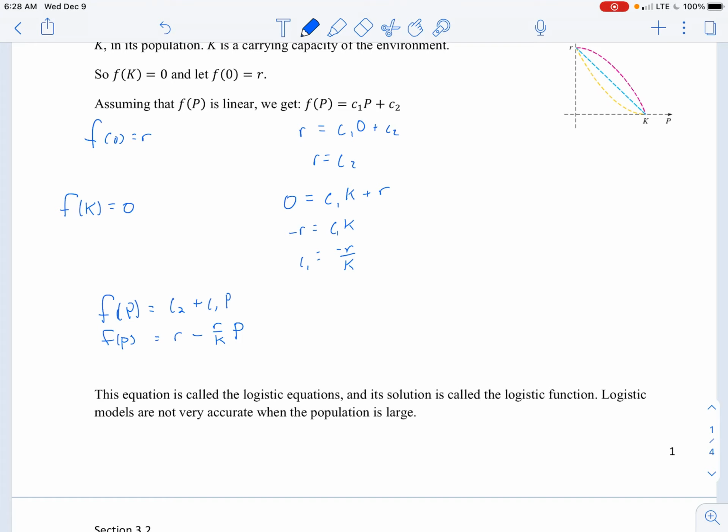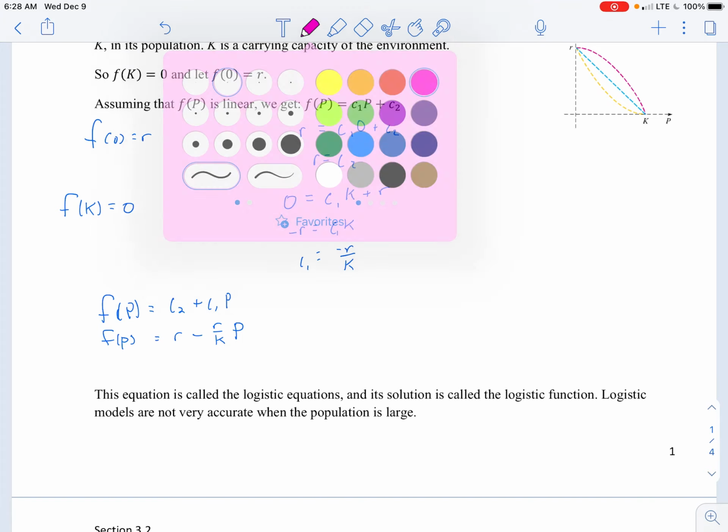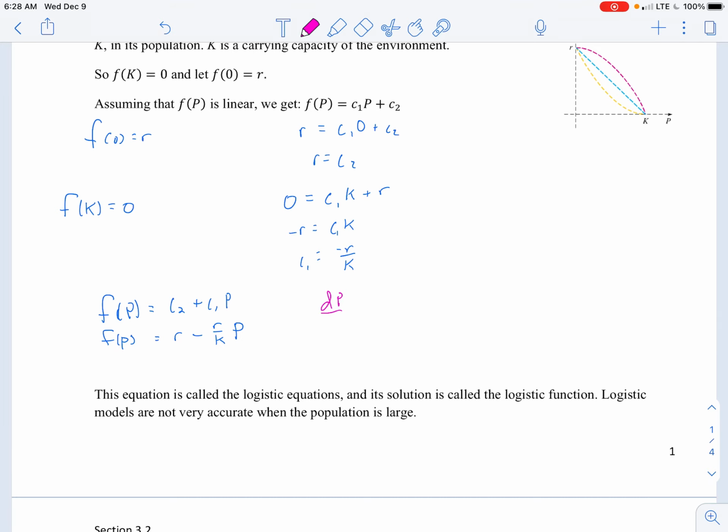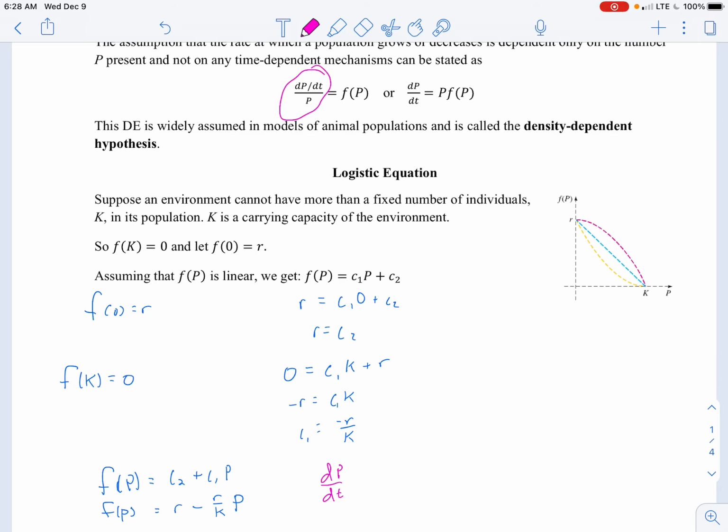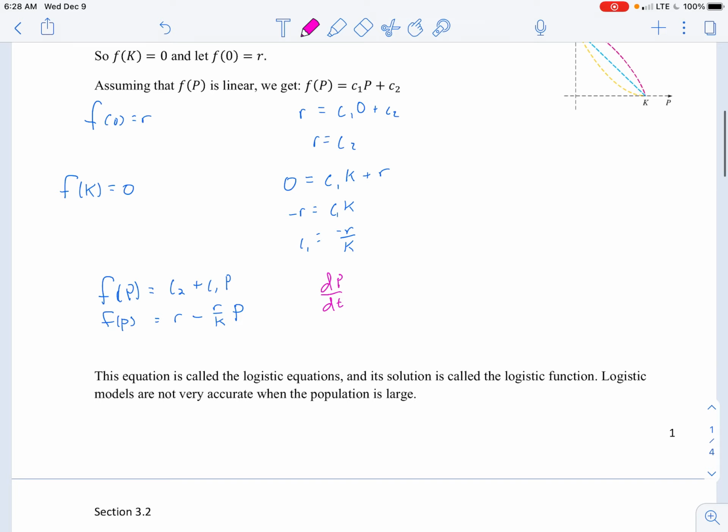Now, for our differential equation, we have dP over dt. And as you saw up here, it could be divided by P, or we can multiply by f of P. So then I'll just multiply the right-hand side by f of P. And so what I'm going to get would be dP over dt is equal to P times r minus r over K P.